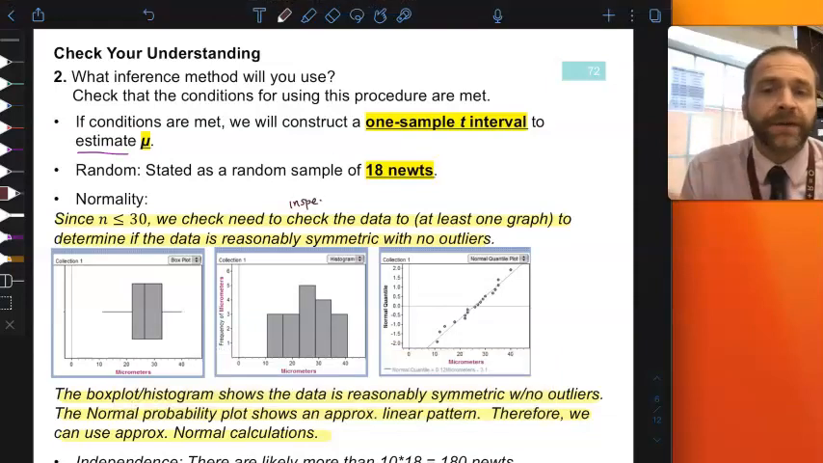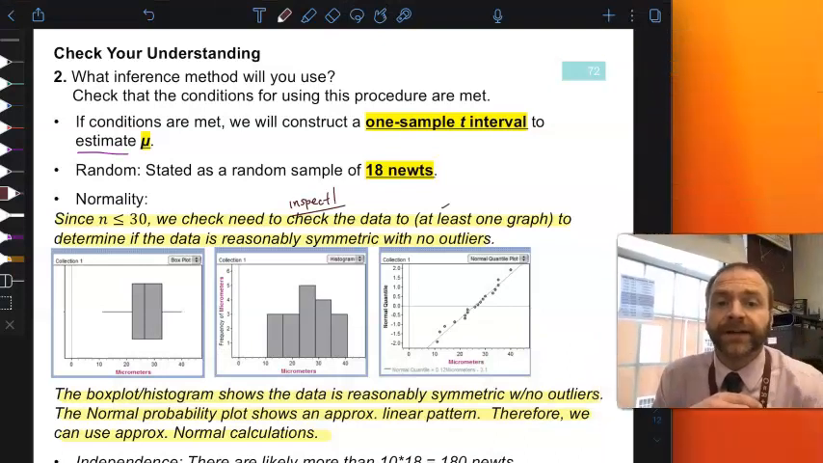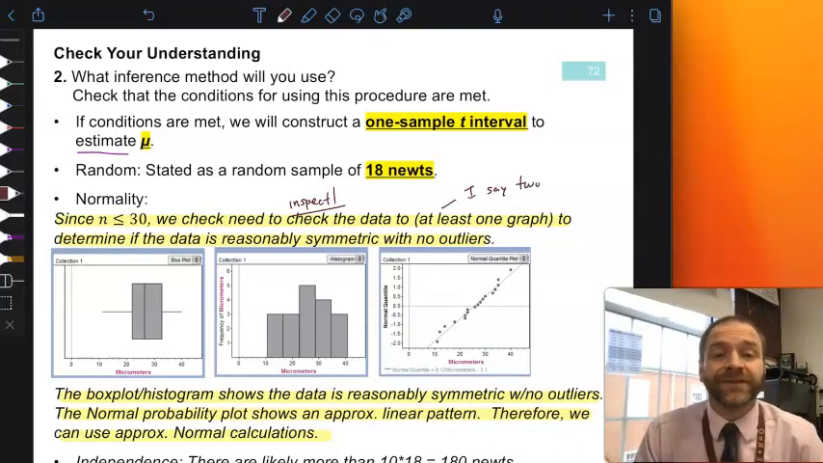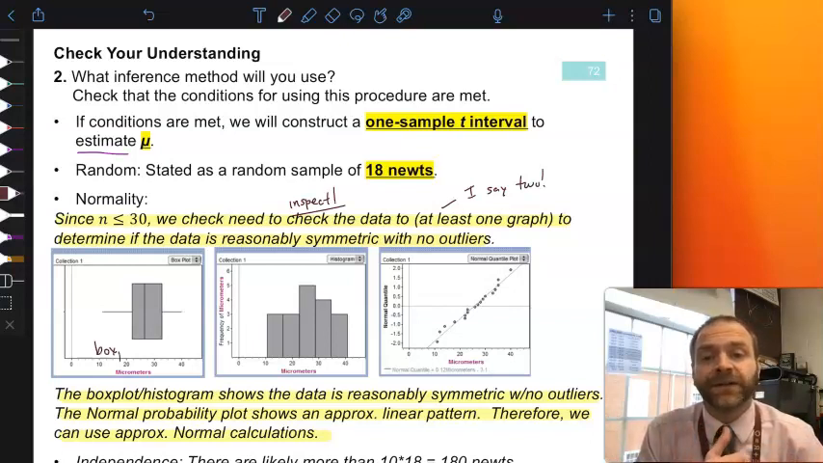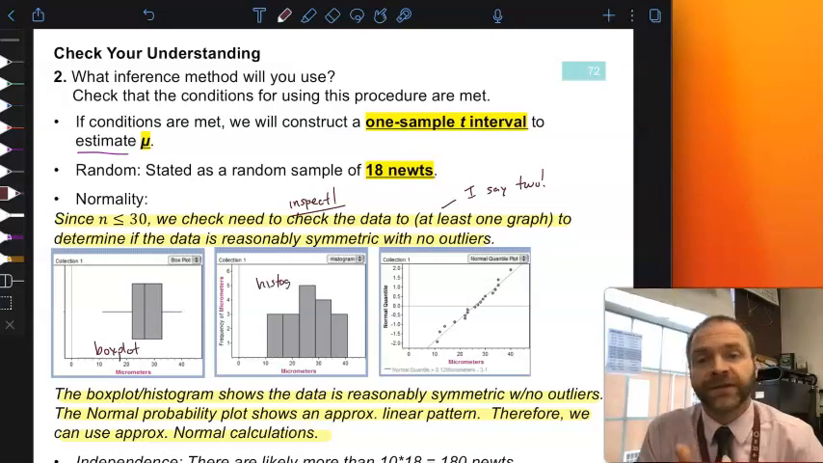So now you can see how we inspected the data. We looked at it with the calculator as we went through, and we looked at the graphs. I say do at least 2 of the 3. I like looking at the box plot. I like looking at the normal probability plot. Those are my 2 favorite ones. You could do the histogram, but those 2 together show you symmetry.